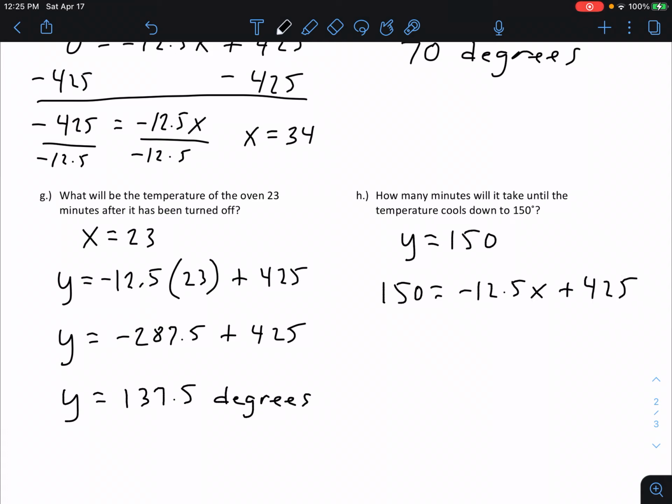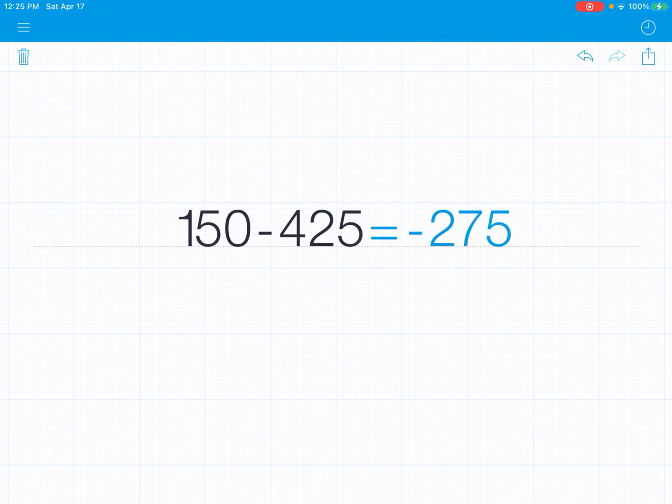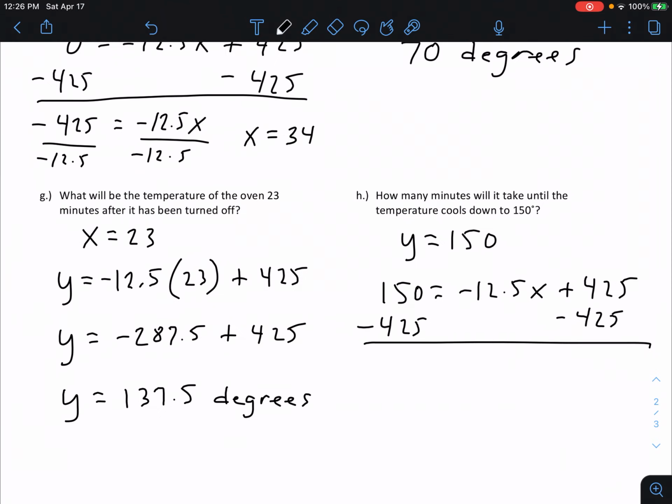Okay, so I'm going to start by subtracting 425. I better go to the calculator. 150 minus 425. If you guys don't have this calculator, you should grab it. It's kind of fun. Negative 275. All right, so we're going to go negative 275 here. And then we have negative 12.5x. So I'm going to divide by negative 12.5 now, kind of like I did when I found the y-intercept. Not the y-intercept, the x-intercept.